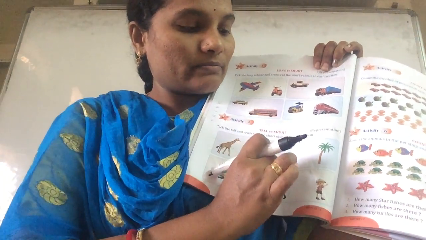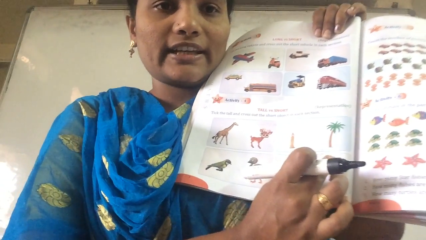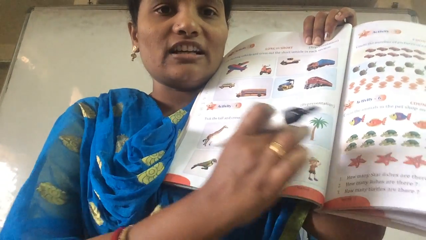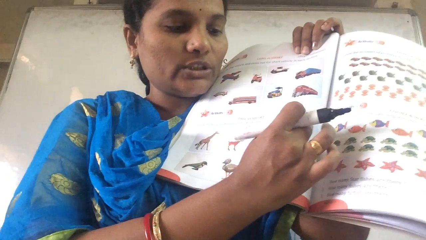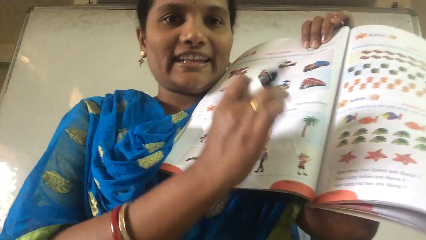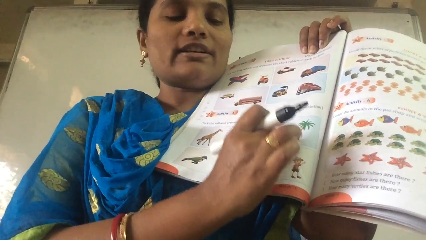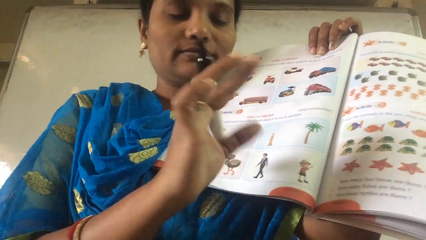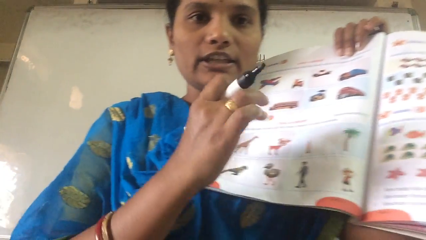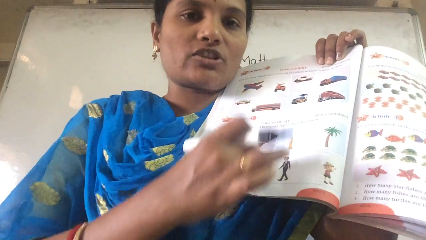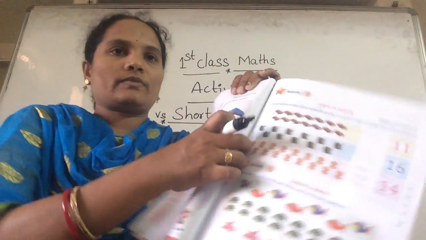Here one candle and one tree is there. So which one is the tall one? You tick or put a circle to the tree because this tree is a tall one. Okay, children, do this activity in your textbook and post this picture in our WhatsApp group.